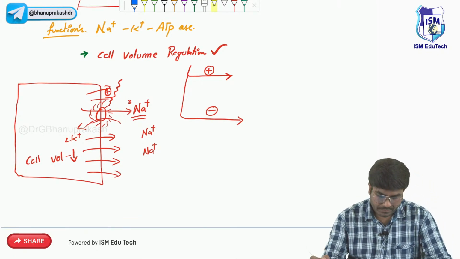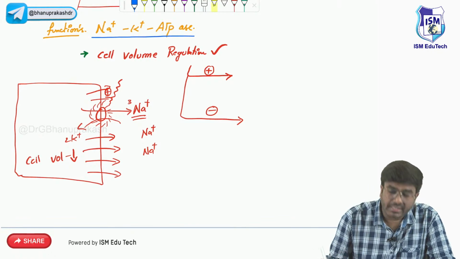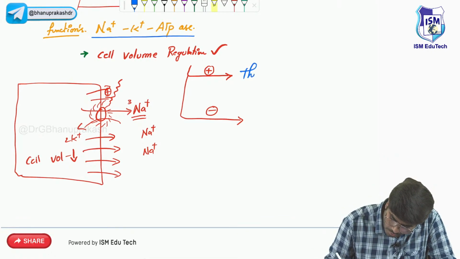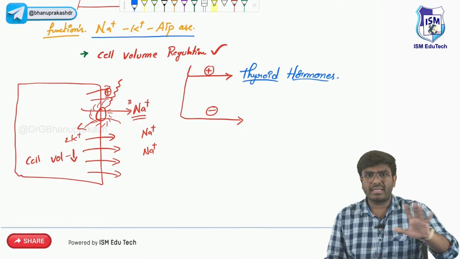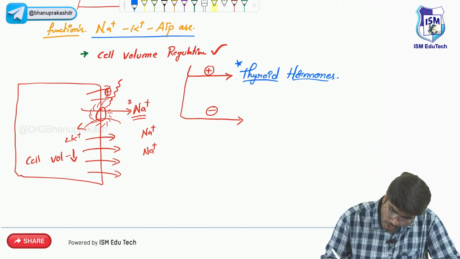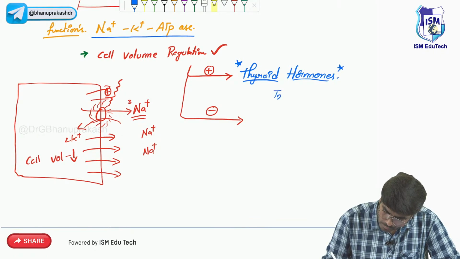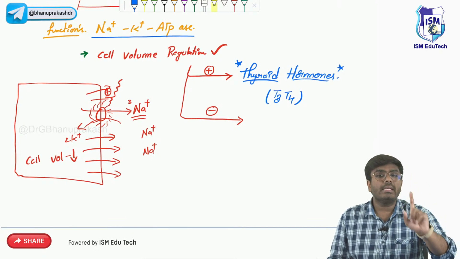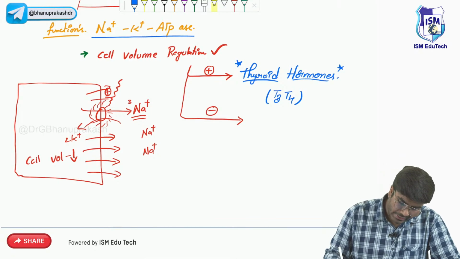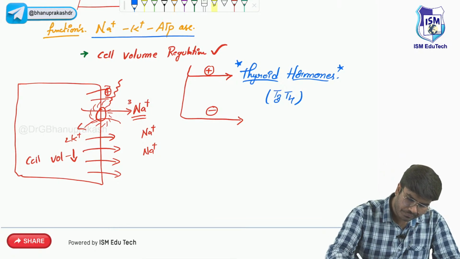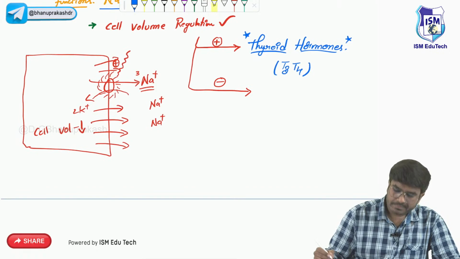Come on, guys. Sodium potassium ATPase activity is increased by thyroid hormones. Even aldosterone, some other hormones, dopamine also increase it. But anyway, it's simple here: thyroid hormones. Remember, for your entire life, the thyroid hormones are T3, T4. T3, T4 hormones will increase the sodium potassium ATPase activity. Now, who inhibits the sodium potassium ATPase? Can you tell me?